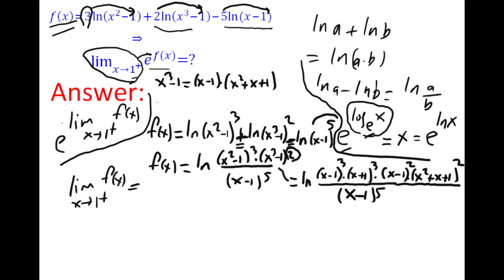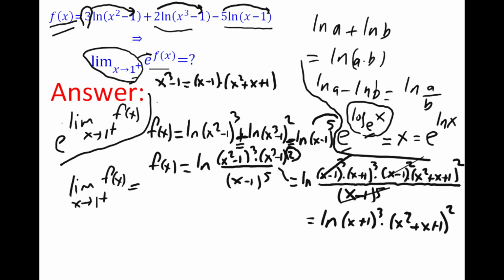So as you can see, we have x minus 1 three times here, plus the x minus 1 term two times here, which makes it 5 times. And those 5 times are going to cancel this denominator. So we're going to have ln of (x plus 1) to the power of 3 times (x squared plus x plus 1) to the power of 2, guys.